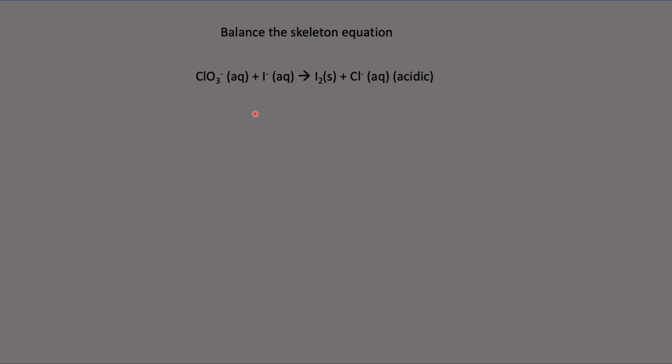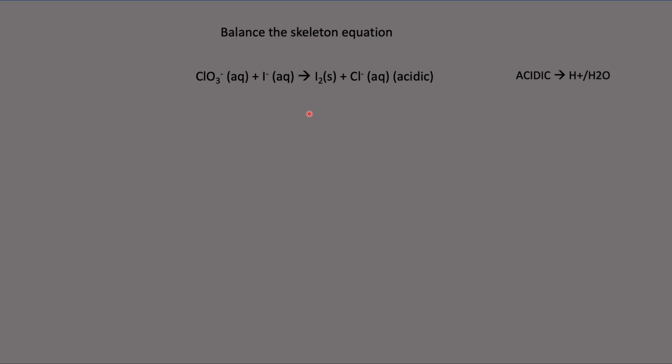We have this equation, and the prompt is telling us to do it in acidic conditions. So anytime you see acidic conditions in your question, that tells us that we're going to be dealing with hydrogen plus ions and water addition. So you'll see what that means. I just want you to create this association with acidic, H plus and H2O.